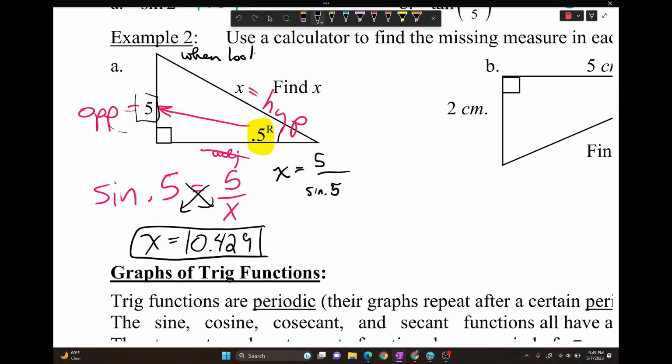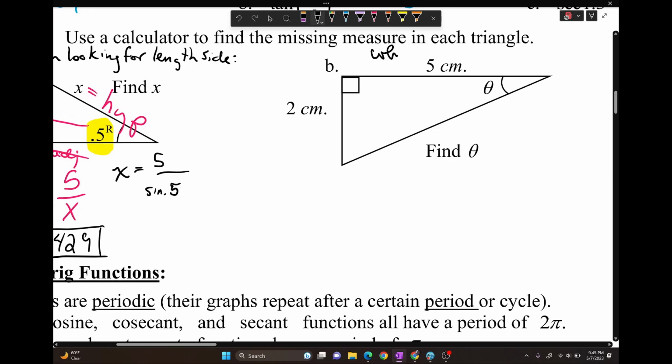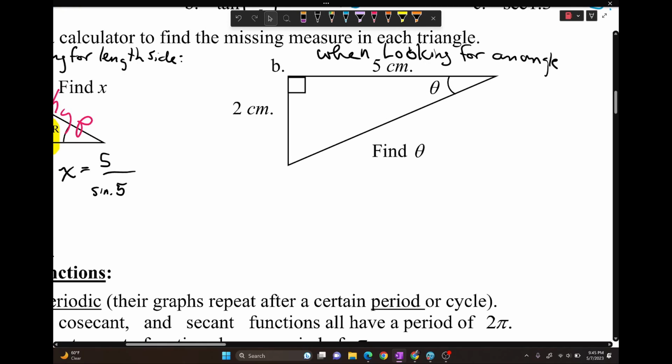When looking for the length of a side, we will use our trig ratios to find it by solving for x. But when we are looking for an angle, you have to remember what your math teacher taught you before, which is what? Inverse trig is for finding an angle. Sorry about my handwriting up there. Let's just move past it.